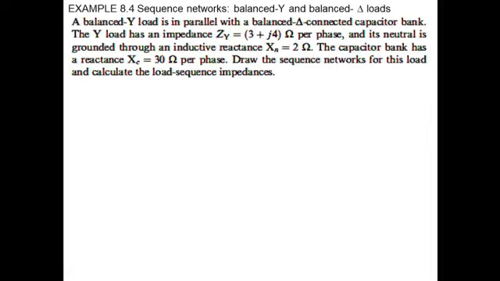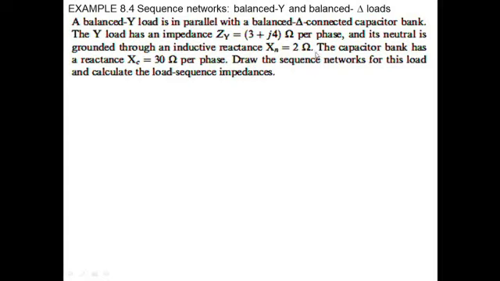This numerical is 8.4, already given in the books. Here you can see we have a balanced Y connected load in parallel with a balanced delta connected capacitor. The capacitor is in delta connection while the load is Y connected. The Y connected load has an impedance ZY equal to 3 plus j4, so it has some resistive and some inductive load per phase, and its neutral is grounded through an inductive reactance Zn of 2 ohms.